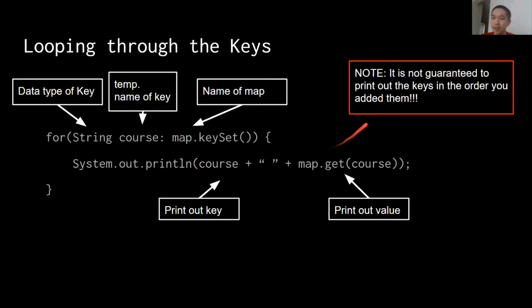And you have to be really careful. It's not guaranteed to print out the keys in the order you added them. So it can be a different order every single time you print out the keys, because it's like random. It's not like an ArrayList.